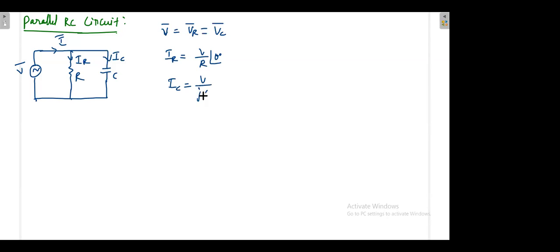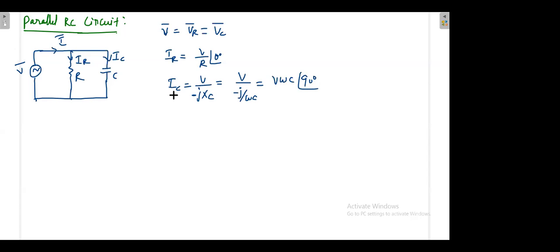What is the impedance of that one? Is it minus jXC or plus jXC? Anybody? V by Z, so Z means minus jXC. Now you know what is XC. XC means 1 by omega C. So IC is V omega C, and the minus j can go up. If it is plus j, then this is 90 degree.